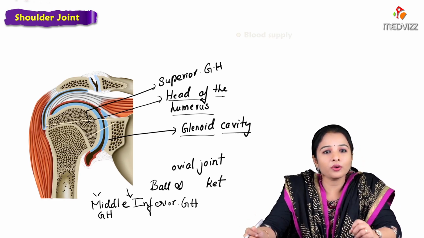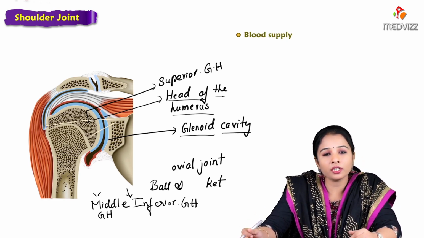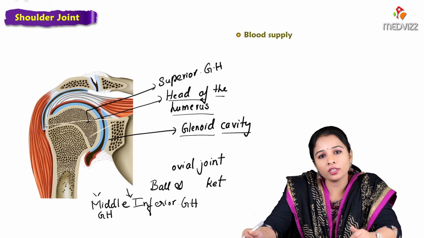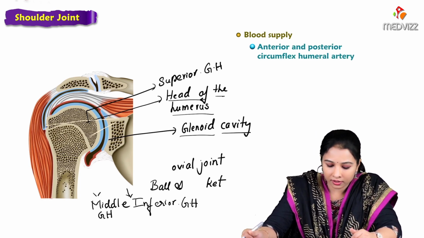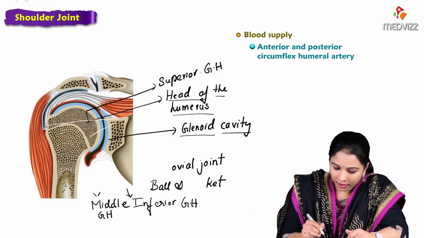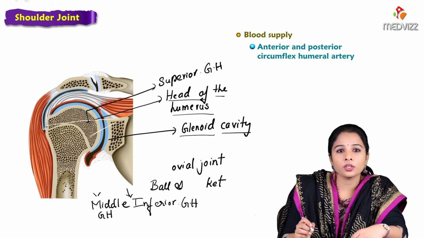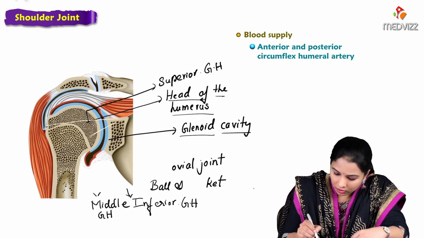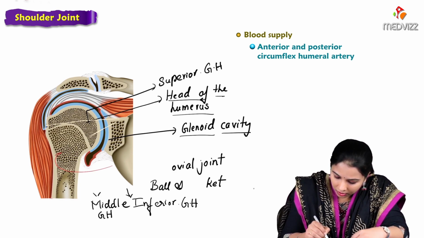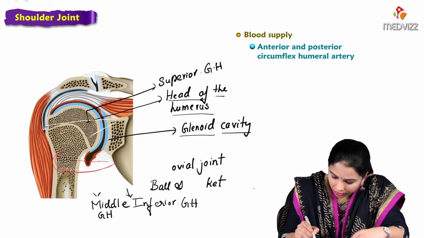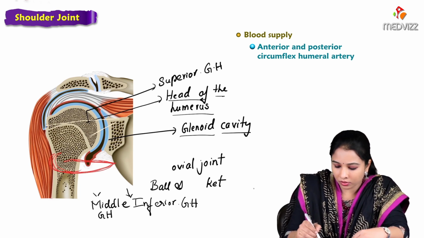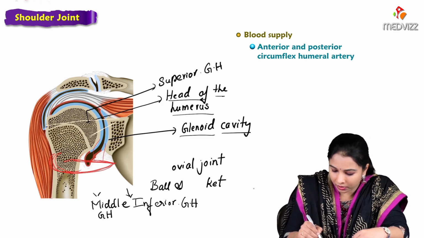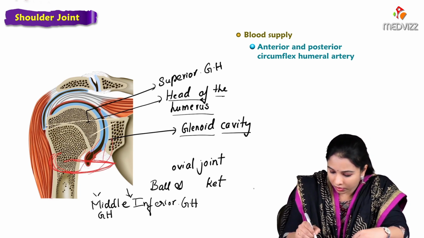Next we shall talk about the blood supply of the shoulder joint. Shoulder joint is supplied by anterior and posterior circumflex arteries. So anterior and posterior circumflex humeral arteries. So these humeral arteries which surround the surgical neck of the humerus, branches of axillary artery, which also gives blood supply to the shoulder joint.